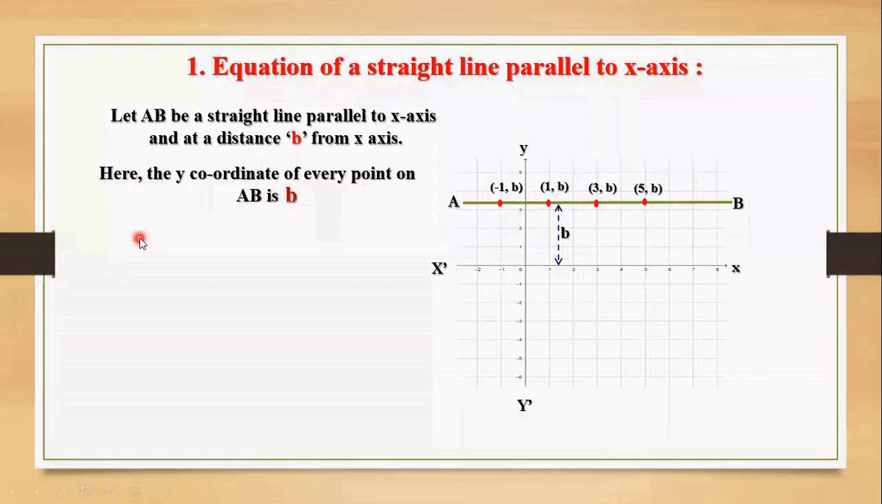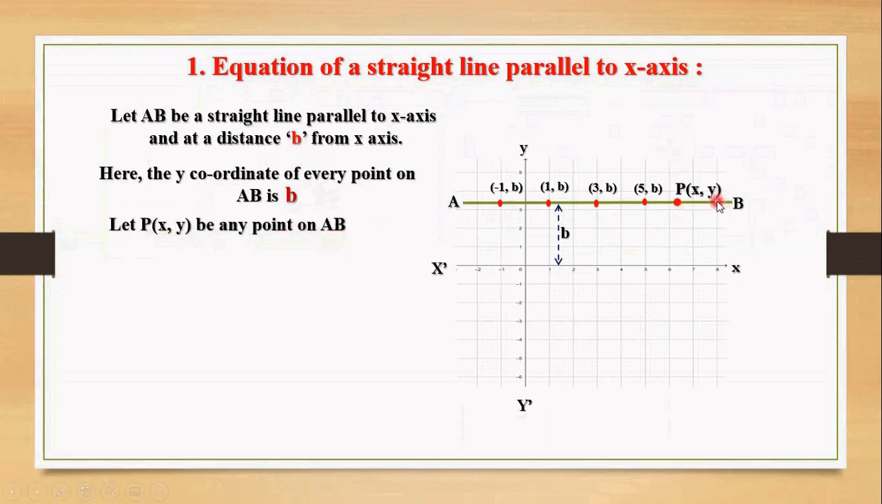Let's take any arbitrary point P(x, y) on the line AB. Here it is P(x, y). And let's draw PM perpendicular to x-axis. According to this coordinate P(x, y), the distance OM is x, and the perpendicular length PM is y.